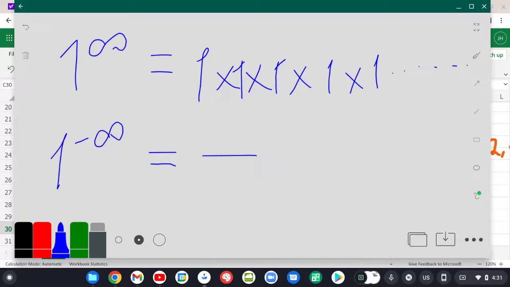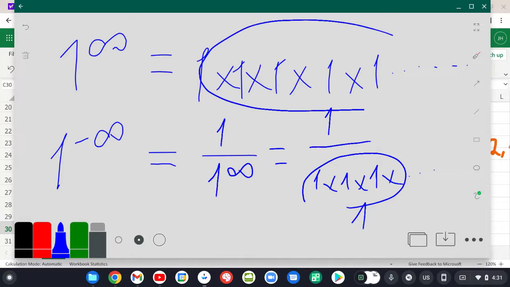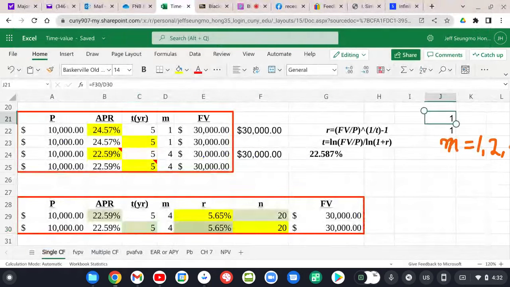Actually, it's 1 over 1 raised to infinity, right? So it will still be 1, because think about it: 1 over 1 times 1 times 1 times 1, infinitely, is still 1. This thing is 1, so 1 over 1 will still be 1. And you can check it, because on Excel, I already did it.